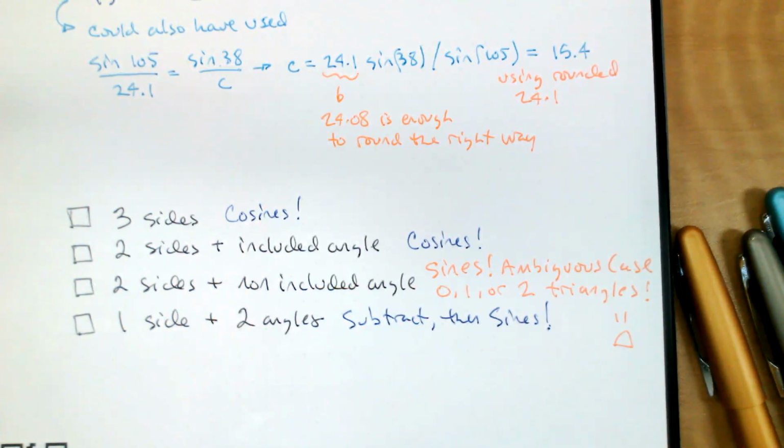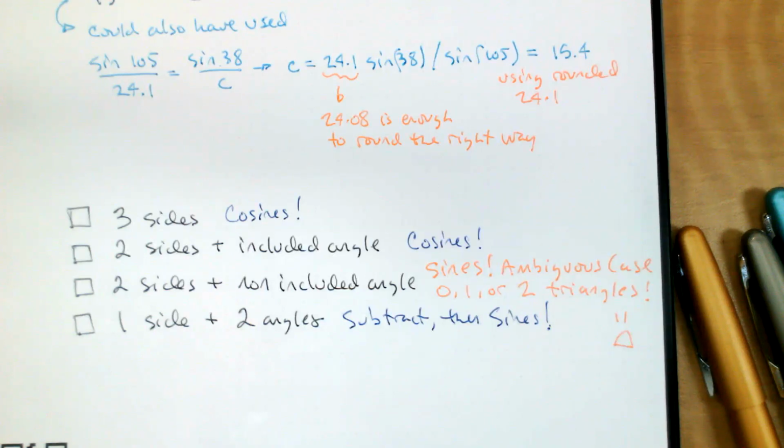Let's get back to the cases that we have yet to cover. So I have to give you 3 pieces of information. That's how this game is played. And we saw that if I gave you 3 sides, then you use the law of cosines. You don't really have a choice. That's the only one that's available in the toolbox that will work.